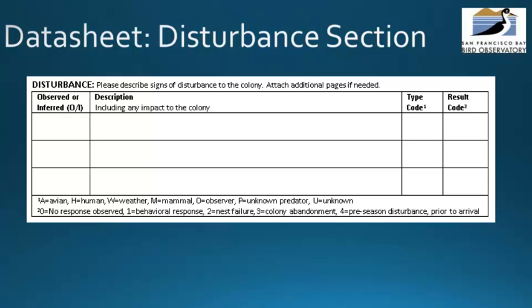You will use this table to report any disturbances that you directly observe or can infer about your colony. Having this information as a structured table will make it possible for us to analyze and use the information on the scale of the whole Bay Area. Let's walk through each of the columns.